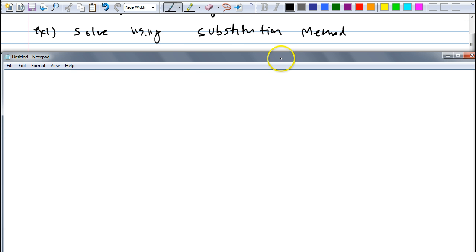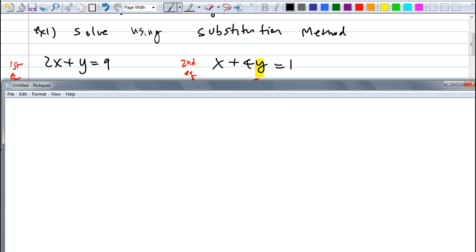Here's our first system of equations. It says solve using the substitution method. And I'm going to show you what that is. It's actually just like the name suggests, you're going to substitute. So we have two equations: 2x plus y equals 9, x plus 4y equals 1. So let me show you what to do. Your first step is, since we have two equations, you choose one of the equations and solve for one of the variables. That's your first step. So we're going to have to solve for one of the variables.